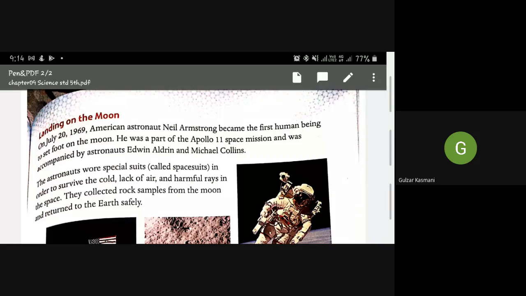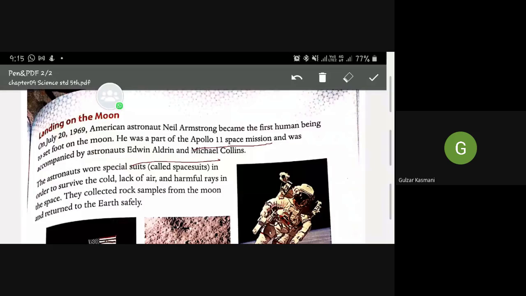Now, landing on the moon. On 20 July 1969, American astronaut named Neil Armstrong was the first human being to put a foot on the moon. He was the first person who put his foot on the moon. He was part of the Apollo 11 mission, and he was accompanied by his two friends, the astronauts Edwin Aldrin and Michael Collins.